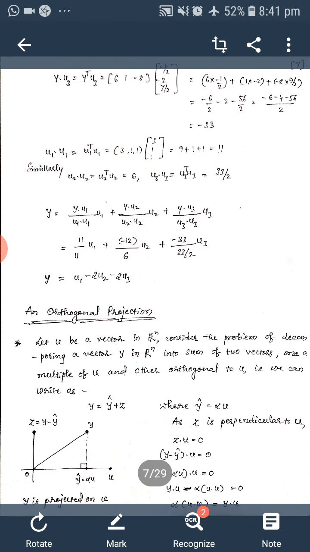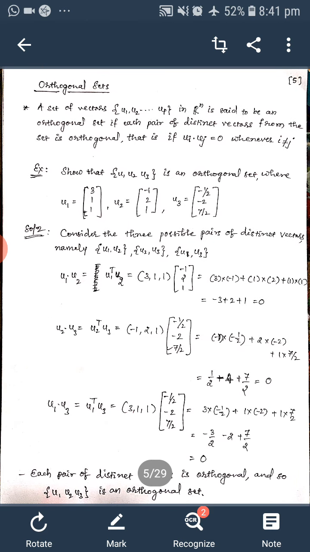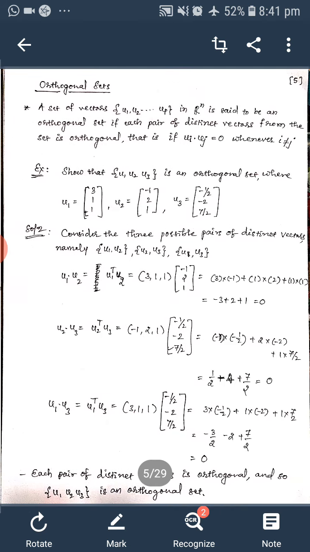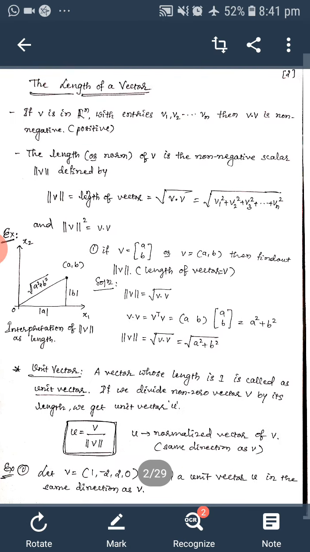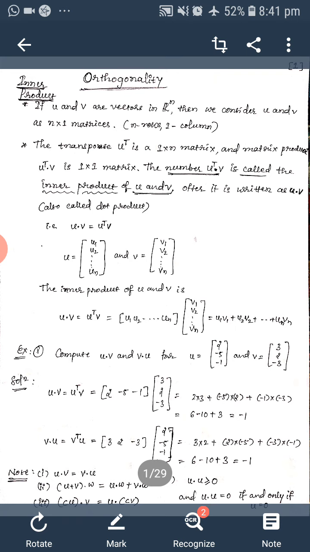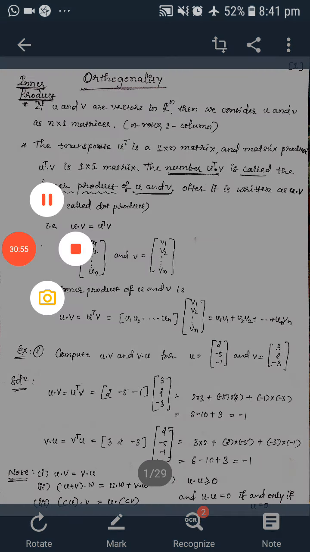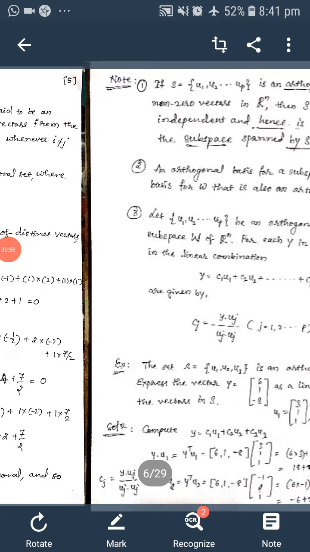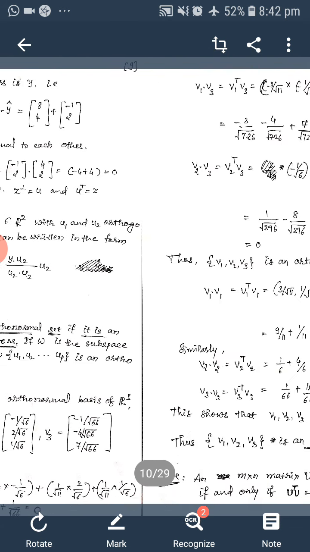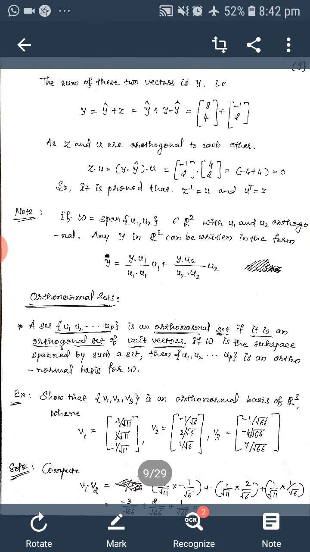We have also seen the concept of orthogonal projection and what an orthogonal set is, which is the multiplication of pairs of vectors. If it comes to 0, we call it an orthogonal set. Then what are orthogonal vectors? How to find the length of a vector? And what is an inner product? This is with respect to all these things. In the next class we will see about orthonormal sets.